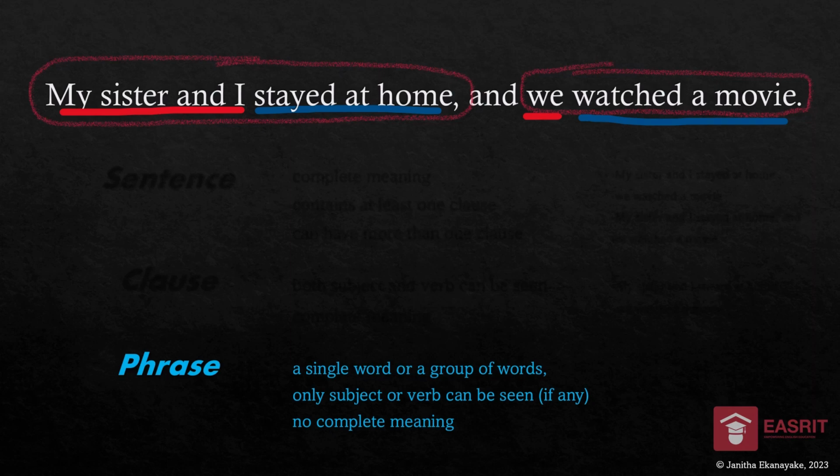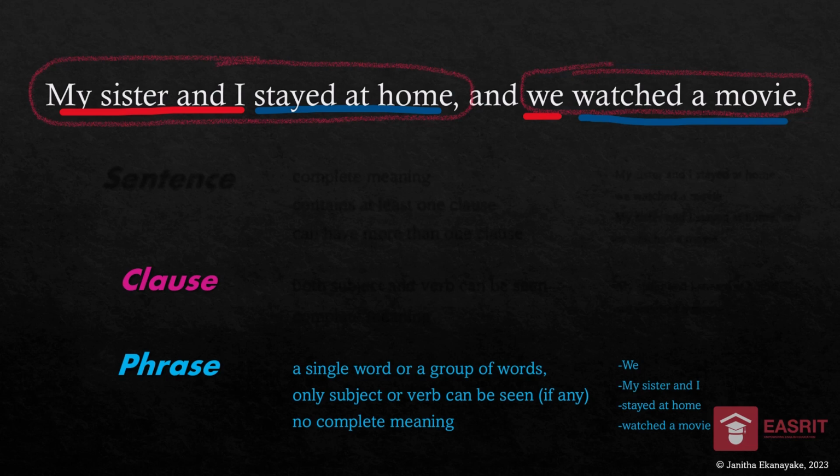So this particular writing also consists of several phrases. Some of the phrases would be: we, my sister and I, stayed at home, watched a movie. So as you can see, none of these phrases has a complete meaning. None of these phrases has both the subject and the verb. They can either have the subject or the verb. It's also possible that you don't have any of those two in some of the phrases.